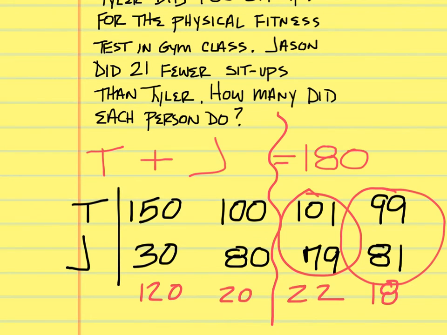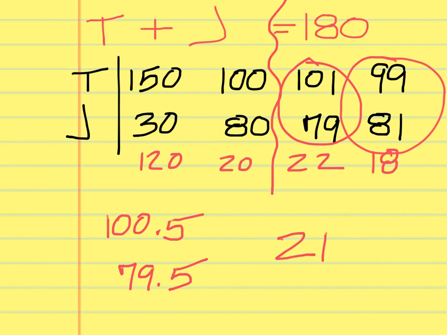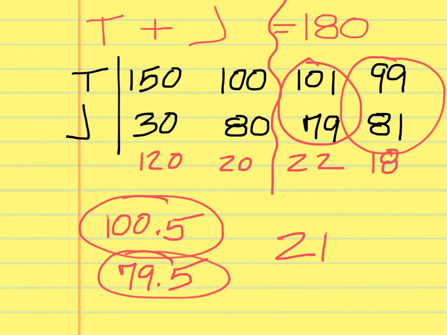Okay, so let's try 105. Or not 105, but 100.5. And what would I add to 100.5 to come up with 180? I have 79.5. What's the difference between 100.5 and 79.5? 21. And there it is. Tyler did 100.5. He quit halfway up on one of his sit-ups. And he did 79.5. The difference is 21.